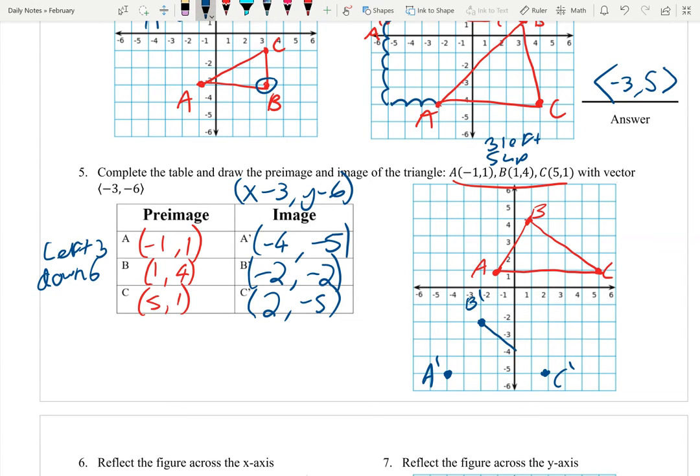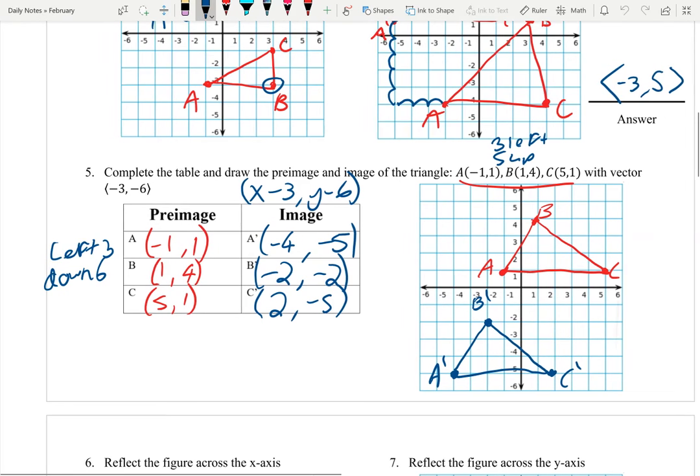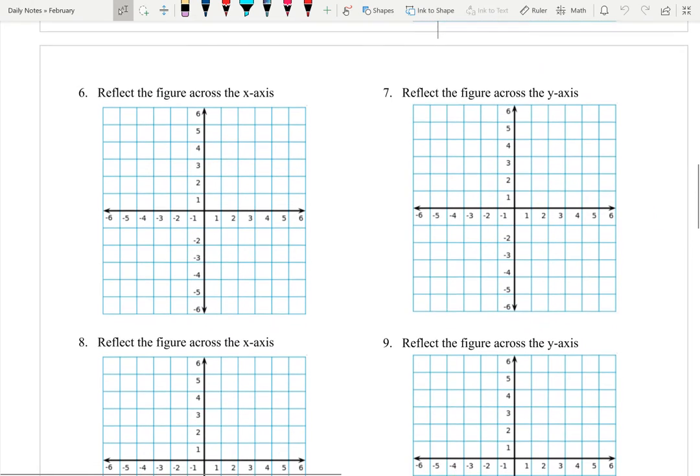So let me try and make those a little straighter. All right. And so there's your triangle. You got everything moved accordingly. Left 3 and down 6. Or subtract 3 from the x's, subtract 6 from the y's. All right, now number 6.